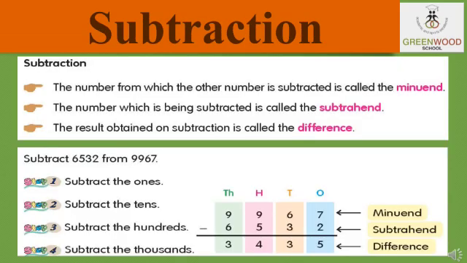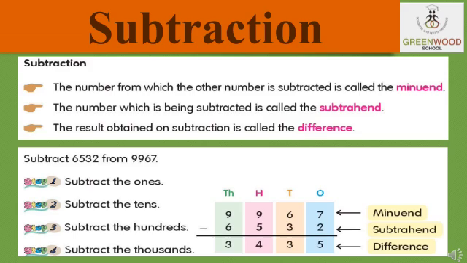Our next topic is subtraction. The number from which the other number is subtracted is called the minuend. The number which is being subtracted is called the subtrahend, and the result obtained on subtraction is called the difference, as you can see in the next picture. The first bigger number is known as minuend, the second number is the subtrahend, and our answer is known as difference.